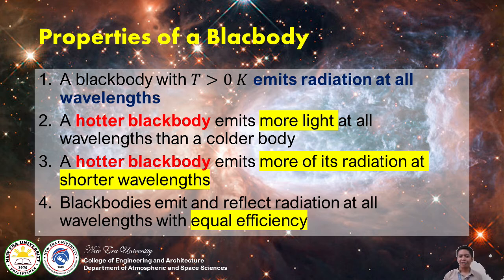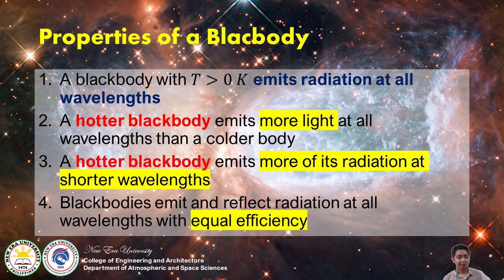Next, a property of a black body is that a hotter black body emits more light at all wavelengths than a colder black body. Because if we have a hot black body or a hot object, it is easier for us to detect it indirectly if we know that it is hot. If that object is hot, we can know how hot it is by looking at the color of the object. The best example: if we heat up a metal ball, we can say that it is very hot when it turns red. But we cannot say it is hot if its color does not change.